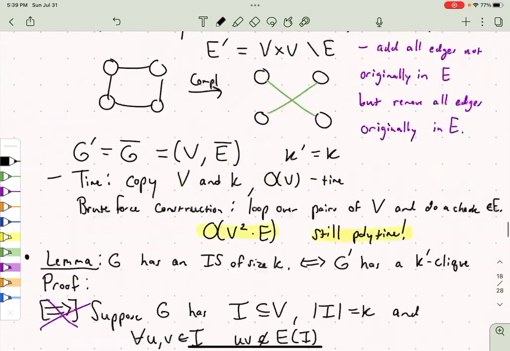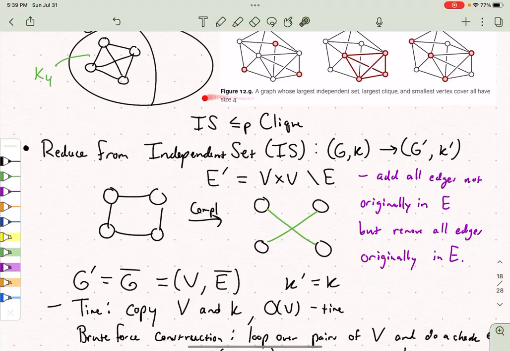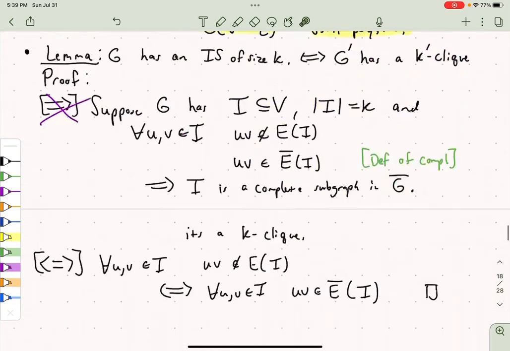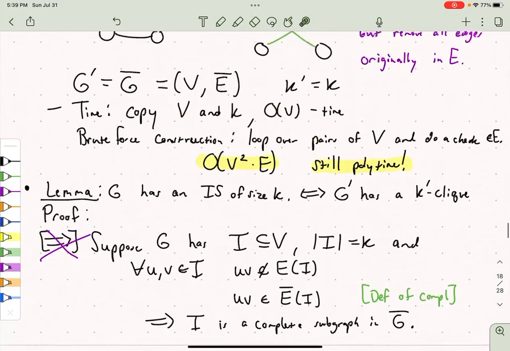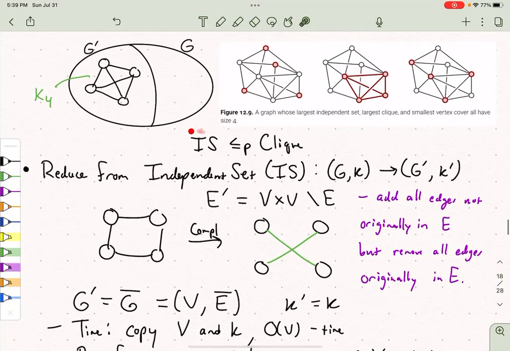And so we know that independent set reduces to clique, and so clique is NP-hard. So the final conclusion is clique is NP-hard. We showed that it's at least as hard as an already known hard problem. Remember, this means this problem is no harder than this one. So if this is hard, this is also hard.